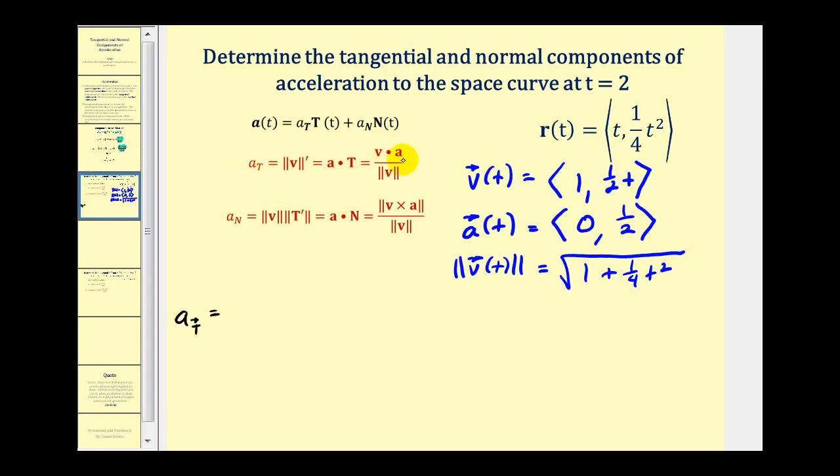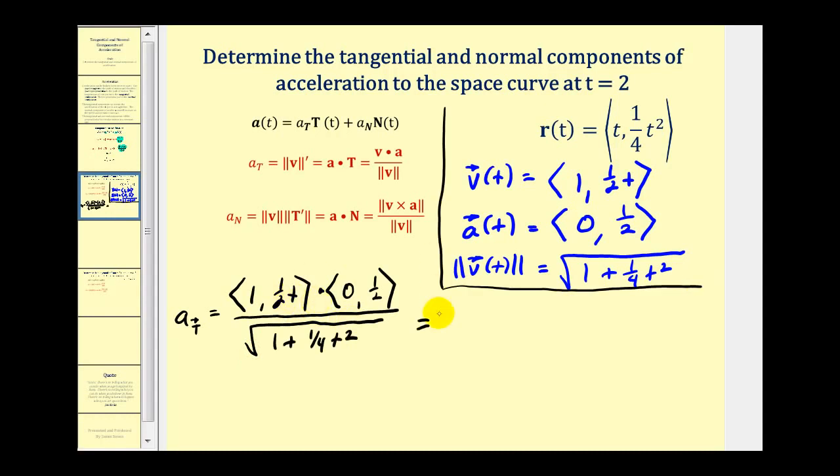So we're going to dot v and a and then divide by the magnitude of v. And we already found the magnitude. So we'll have 1 times 0, that's going to be 0, and then 1/2 t times 1/2, that'll be 1/4 t, and then of course our denominator is going to stay the same. Now we could simplify this, but since we only need to know the value of this when t is equal to 2, we'll go ahead and sub in 2 for t now.